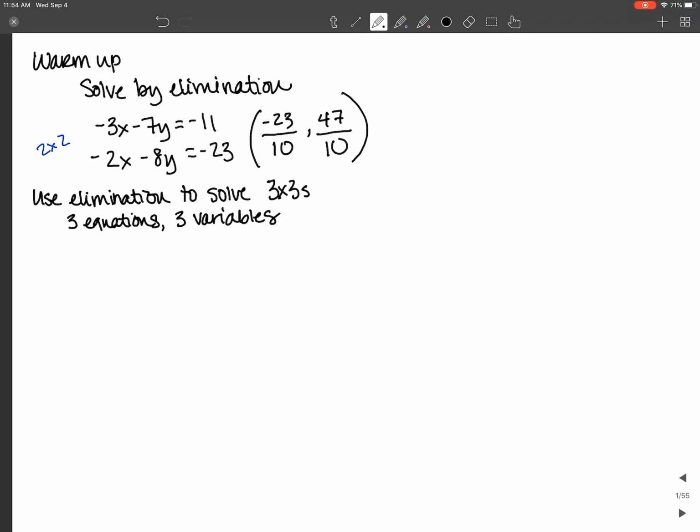So, using elimination for 3x3s is just going to be 2x2s, but longer. Okay, so not too bad if you have elimination down. If you don't have elimination down, you might struggle. And that means please come in and get help. All right, so steps.